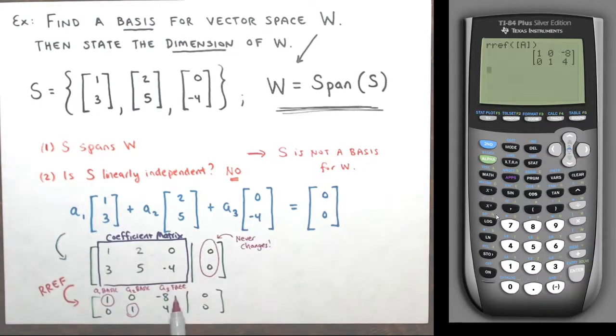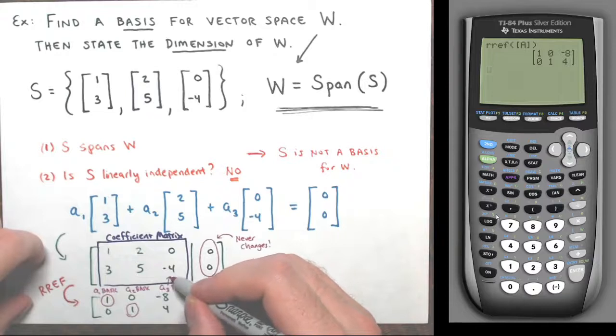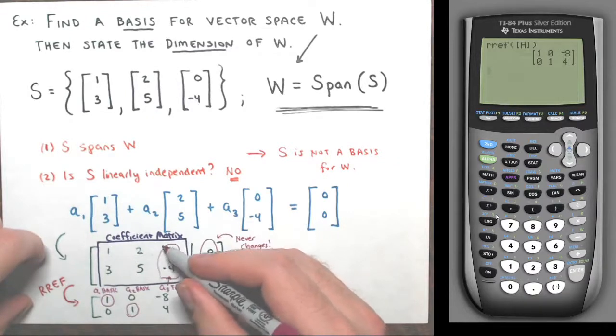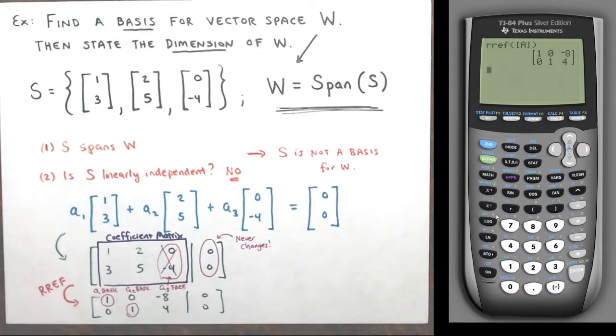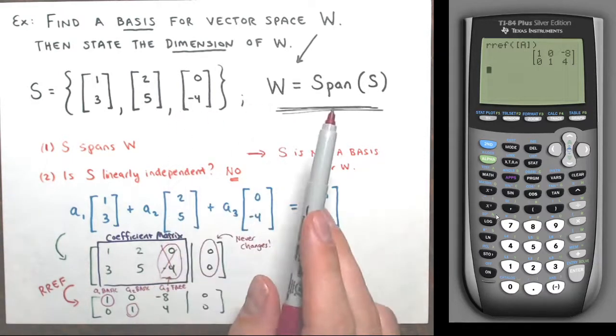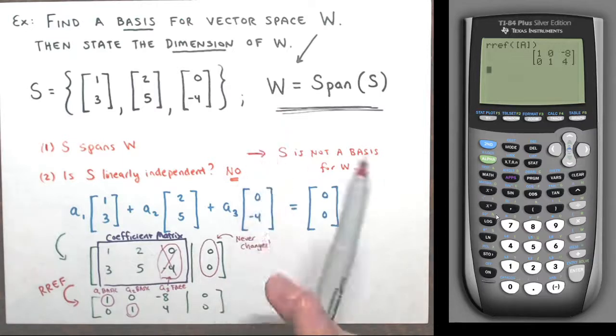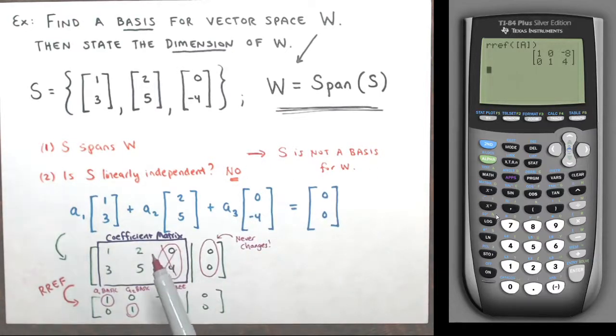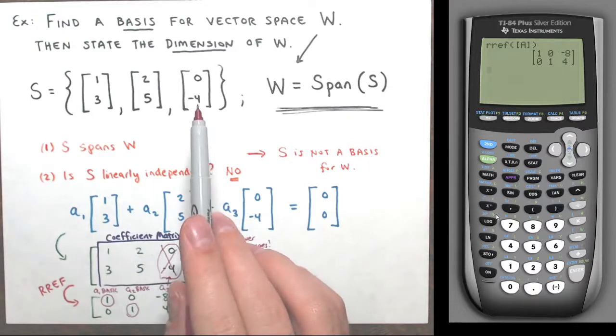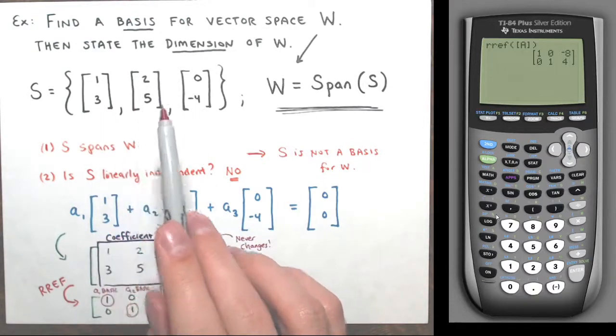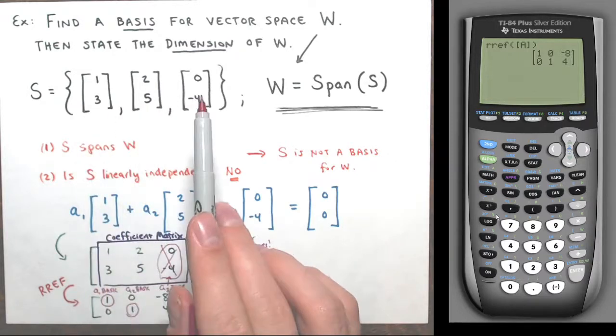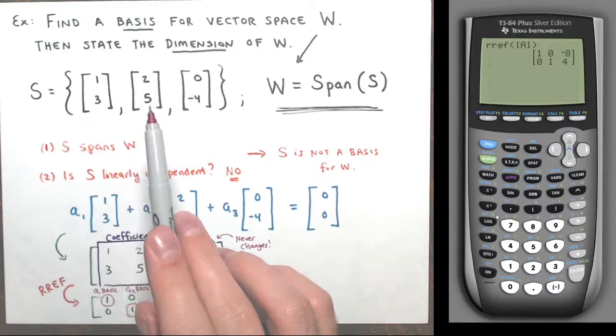This non-pivot column indicates to us a vector that's not necessary. So I do not need to have 0, -4 in this set to span W, because you can figure out how 0, -4 can be written as a linear combination of 1, 3, and 2, 5. If this vector can be written as a linear combination of these two, you don't need it. So the span of these three is really equal to just the span of these two.